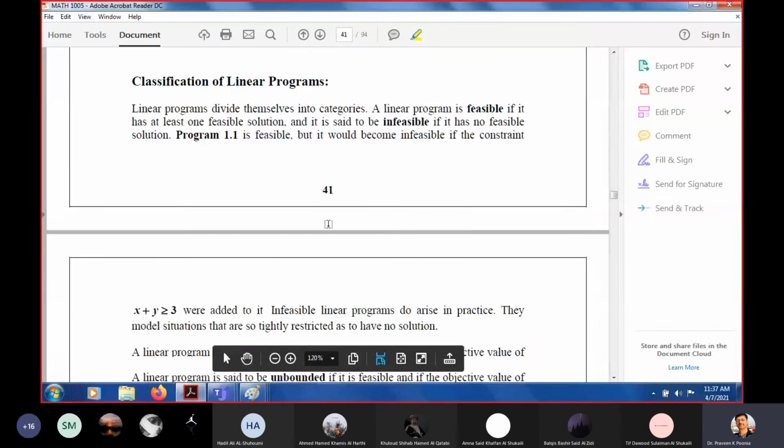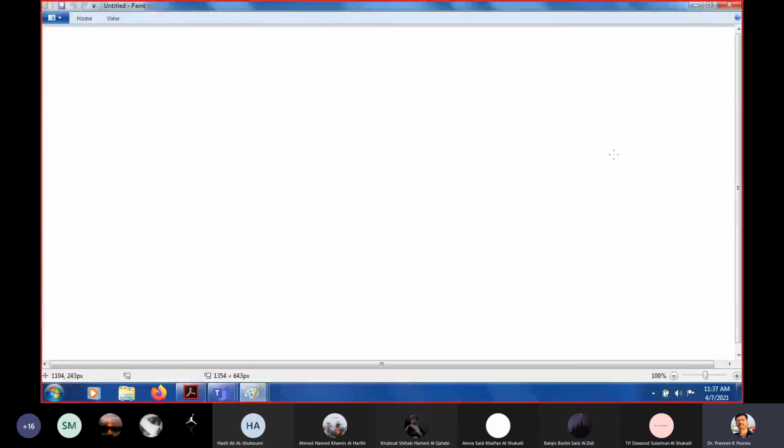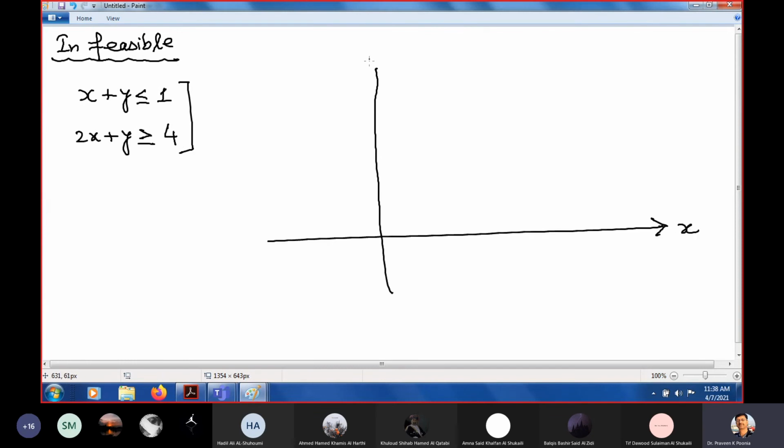Now, the last topic. There are 3 possibilities. These are 3 important things. A linear programming problem may be infeasible, feasible and bounded, or unbounded. These are the three options. One is infeasible. What is infeasible? Let us take two constraints, x plus y less than 1, and 2x plus y greater than 4. If you draw these two constraints, please listen carefully. I am explaining an infeasible region.